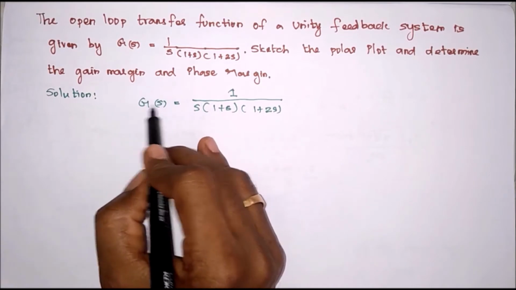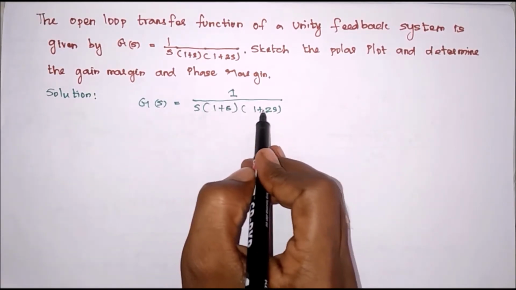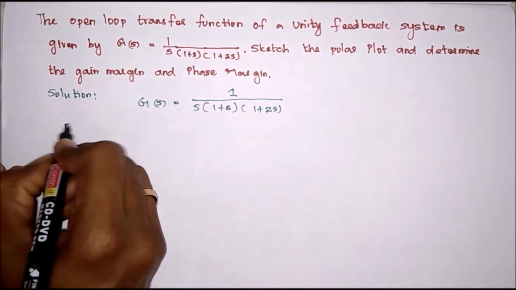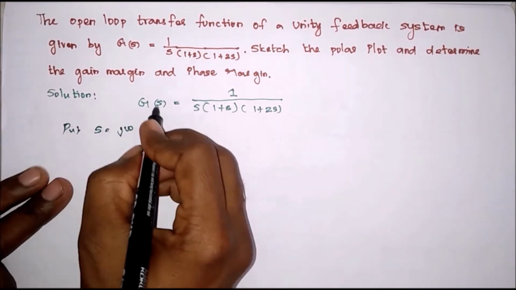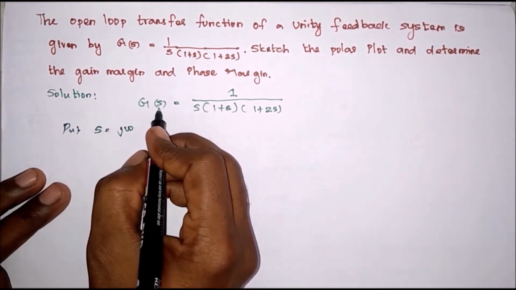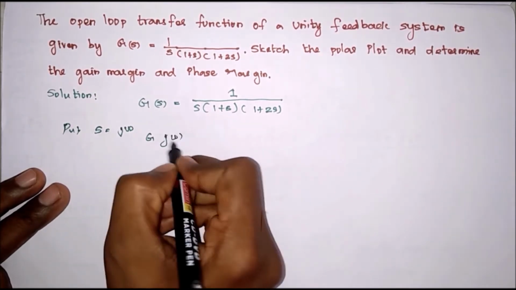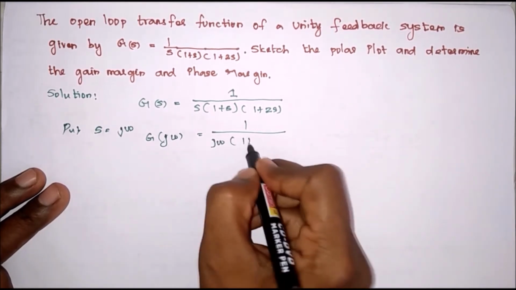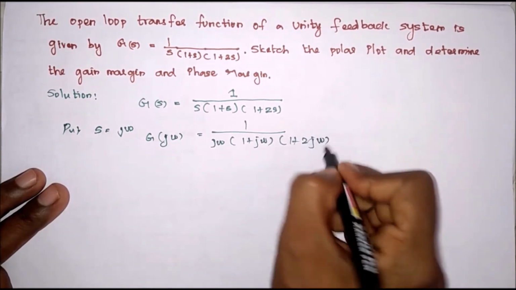So the given system is G(s) = 1 / (s(1+s)(1+2s)). Now, we have to substitute s = jω to convert this s form into polar form. So this will become G(jω) = 1 / (jω(1+jω)(1+2jω)).